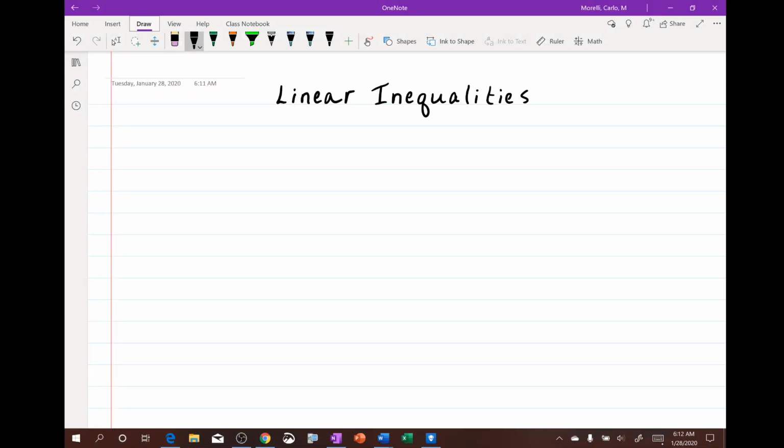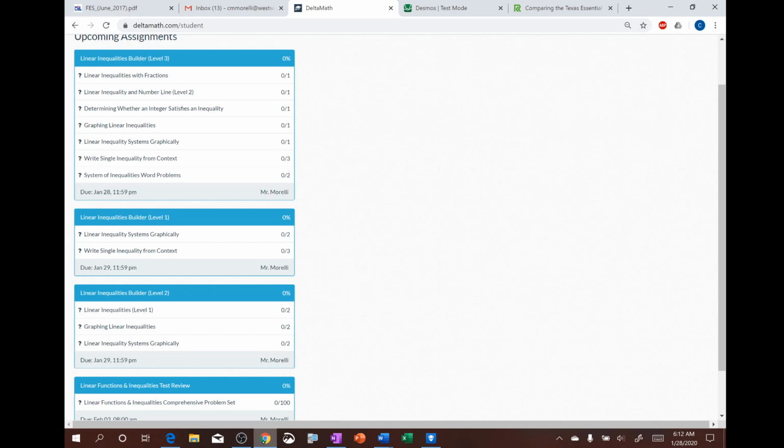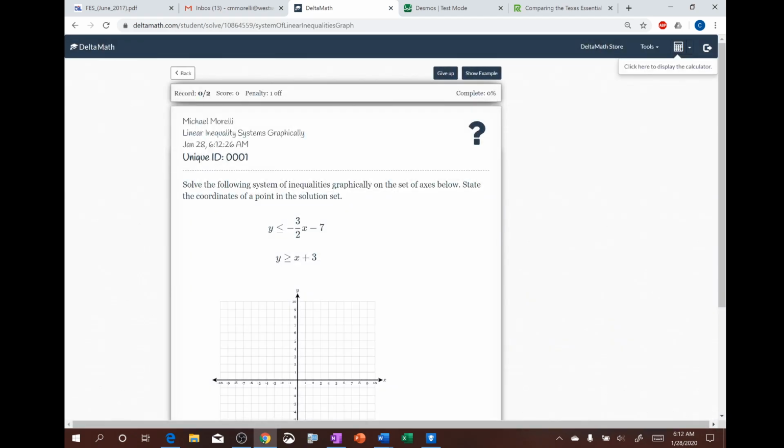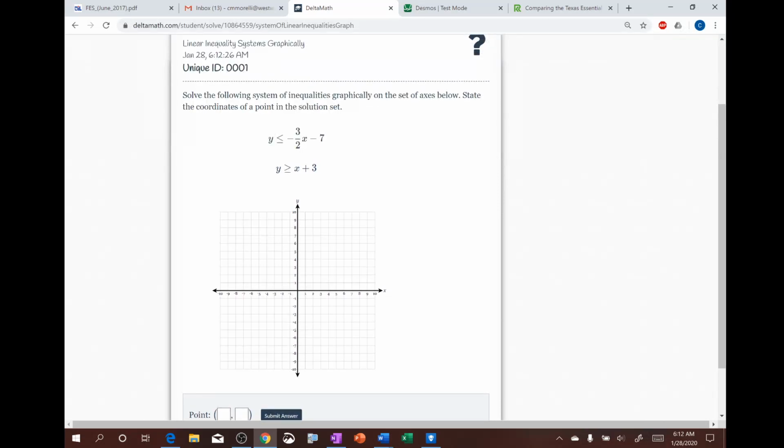All right, ladies and gentlemen, so welcome to this linear inequalities video. We're going to dive right in and work some problems. I'm going to start with the Builder Level 1, Linear Inequality Systems Graphically. So let's jump into this assignment. Solve the following system of inequalities graphically on the set of axes below. State the coordinates of a point in the solution set.